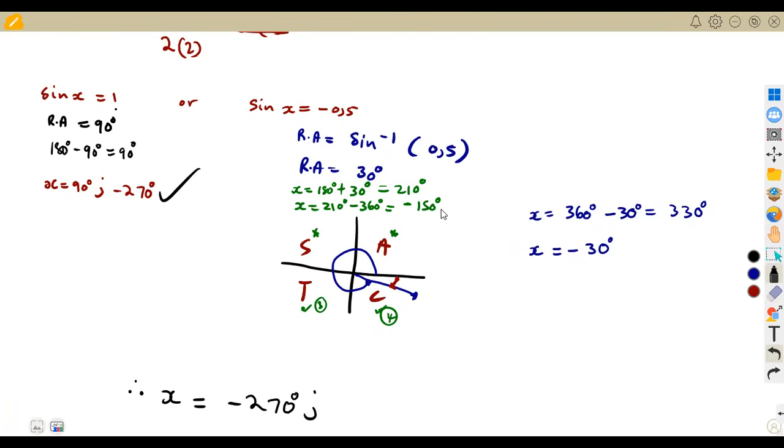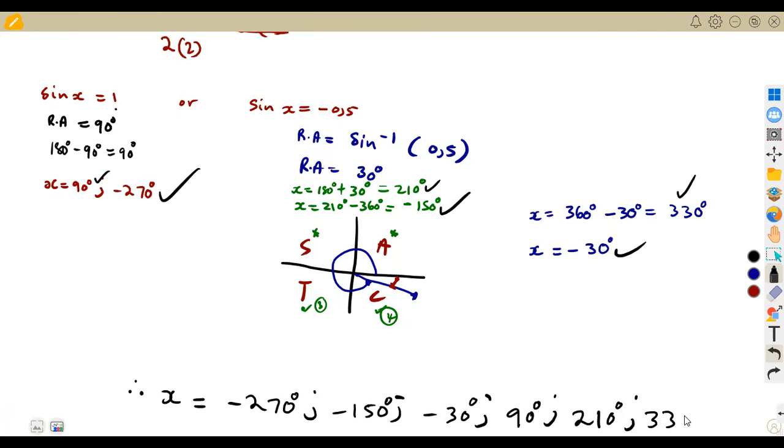Negative 270, followed by negative 150. Okay, then we still have another negative. Yes, we've got negative 30. All right, negative 30 degrees, followed by 90 degrees, followed by 210 degrees, followed by 330 degrees.